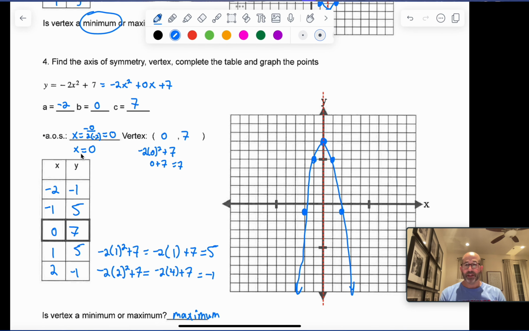Give our practice 1 a shot. You just use this as your guide to follow, and you'll see that's pretty easy stuff to get through, okay?